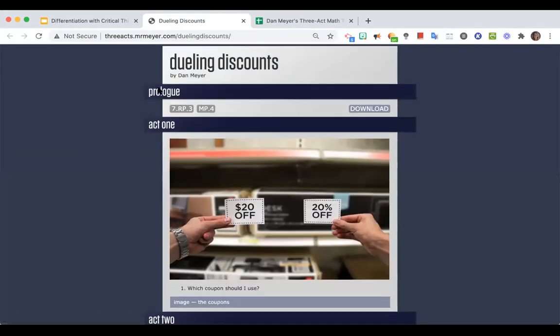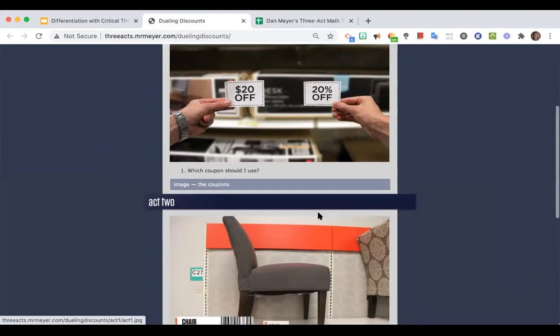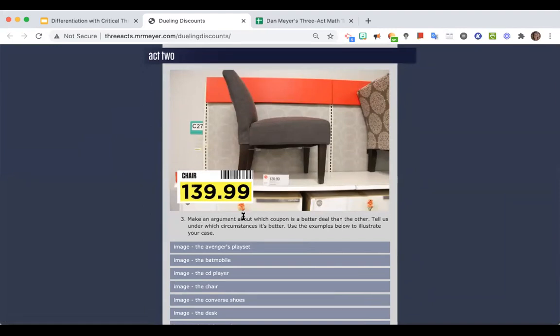You can see here that there's a prologue. I'm going to show you a short little video that introduces the students to this particular task and activates learning. You see here, Act 1: Which coupon should I use? So in this situation, of course, the students are going to do a mathematical computation that is going to lead them to the answer, which of those two coupons is the best to use. Then they apply that. For example, make an argument about which coupon is a better deal than the other. Tell us under which circumstances it's better. Use the examples below to illustrate your case.